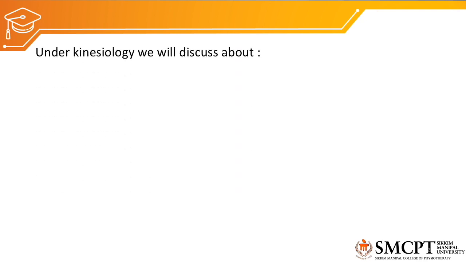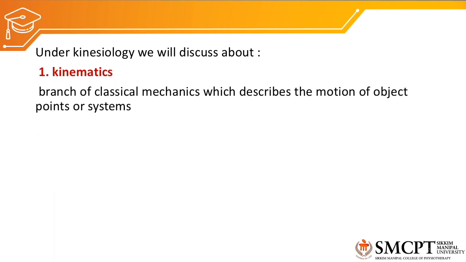Under kinesiology, we will discuss kinematics, which is the branch of classical mechanics that describes the motion of objects, points or systems. So movement of the cervical vertebral column is the kinematics of the cervical vertebral column. It is divided into osteokinematics and arthrokinematics.